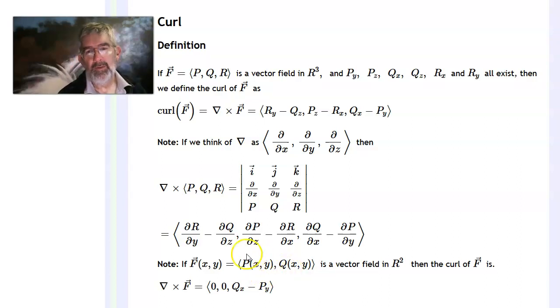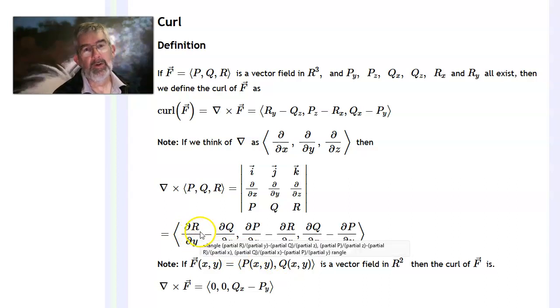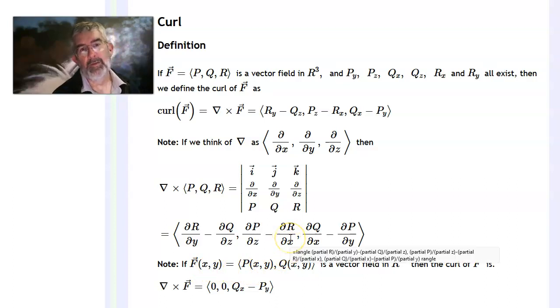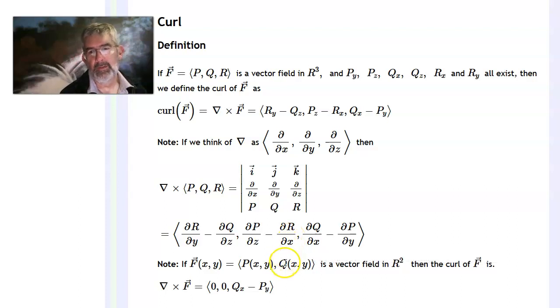So when I do this, the partial of R with respect to y, well, R is 0, so that's 0. Partial of Q with respect to z, well, Q is not a function of z here, so that partial is 0. Likewise here, partial of P with respect to z, that's 0, because there are no z's in the P here. And partial of R with respect to x, well, R is just the function 0, so that's 0. And so you get 0, 0 for those first two components, and then you get the partial of Q with respect to x minus the partial of P with respect to y in that third component.